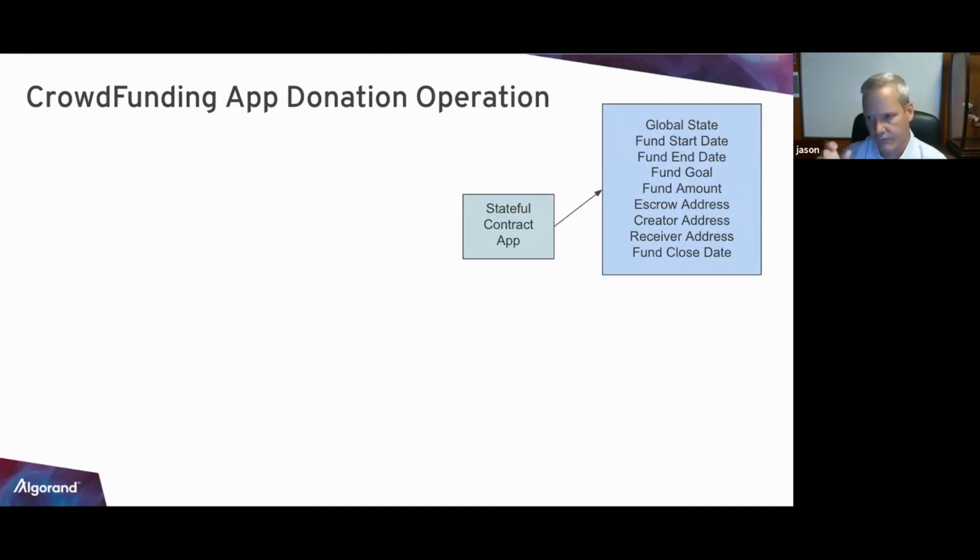I've got a set of global state values, like when the fund start date and the end date are, where you're trying to set some dates where you allow funds to be raised. You've got a goal you're trying to achieve, and then the fund amount, which would be the current amount where you're at. And we've got a few other things used in the program. We're not going to get into those details, but those first couple should give you the idea of what we're doing here. But stateful smart contracts can't hold funds, not currently anyways.